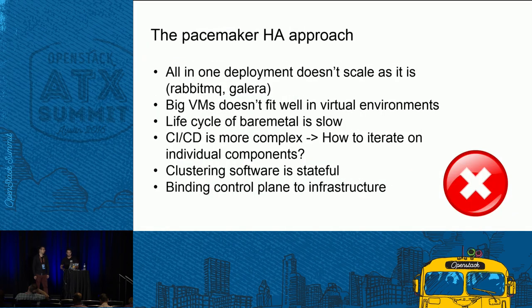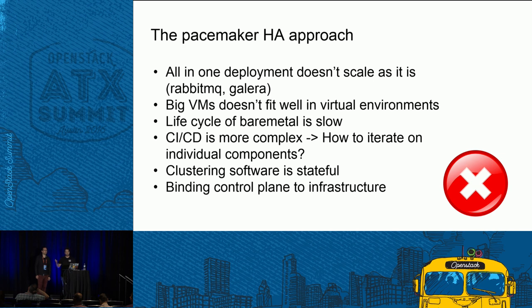So yeah, the chain model. All of you know the Pacemaker HA model, the one that is documented in the OpenStack High Availability Guide. It consists of usually a three bare metal node Pacemaker cluster with all the control plane services running on top. It's something that has been proven in production. You know that it works, but we found some limitations that we didn't want to include in our architecture.